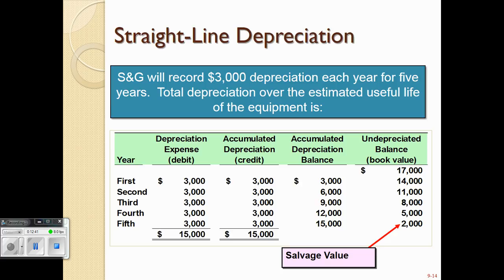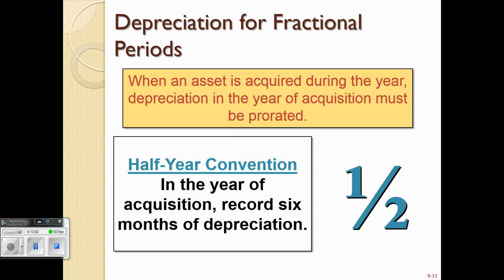And notice what happens at the end of year 5. At the end of year 5, it is fully depreciated, and we're down to its salvage value, which is 2,000. And at that point, I stop depreciating it. I will never, ever depreciate something below its estimated salvage value, or sometimes the term that's used is residual value.